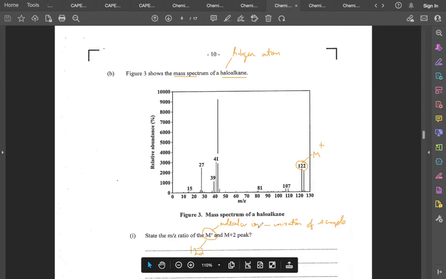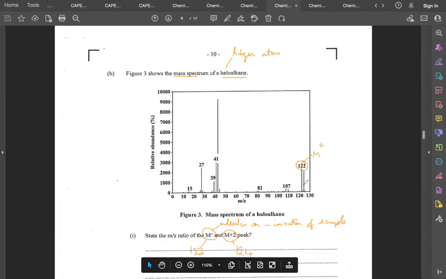And then now they're asking us about an M plus 2 peak. So M plus 2 peak, it's not an M2 plus peak, it's an M plus 2. So it's whatever the m/z ratio is of our molecular ion peak plus 2. So that would be at 124. That's where the M plus 2 peak would be. It's 2 more in mass than our molecular ion peak.